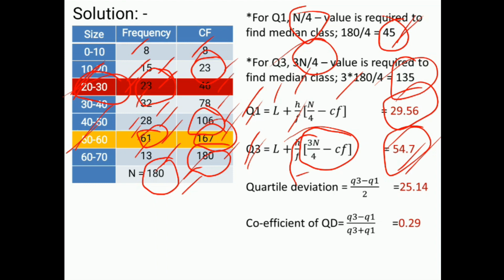After finding these two values, quartile deviation is simple. Quartile deviation is equal to Q3 minus Q1 divided by 2. So if you take the Q3 value minus Q1 divided by 2, you will get this answer. Cross check with yourself. Coefficient of QD is Q3 minus Q1 divided by Q3 plus Q1. Again, the answer is given, so please cross check by solving this problem by yourself. I hope you understood this.